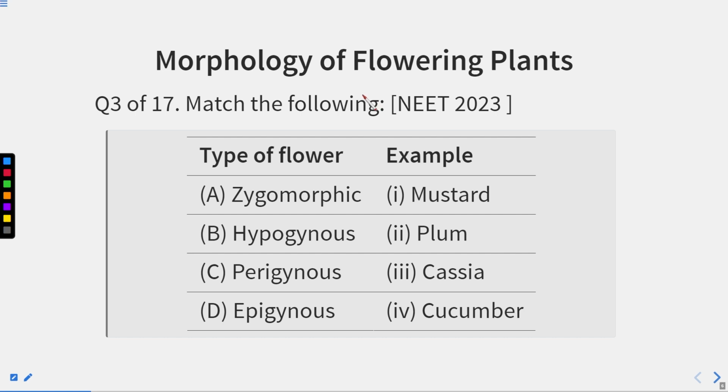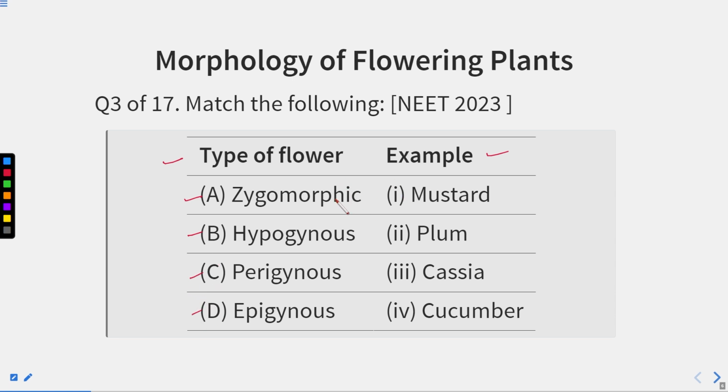Now let's talk about question 3. All right. Now here we have to match the following. So this is a different kind of question. Here the type of flower is given, and the example is given of each type. So first they are saying about zygomorphic. Then the type of flower is hypogynous. Then we have perigynous and epigynous.